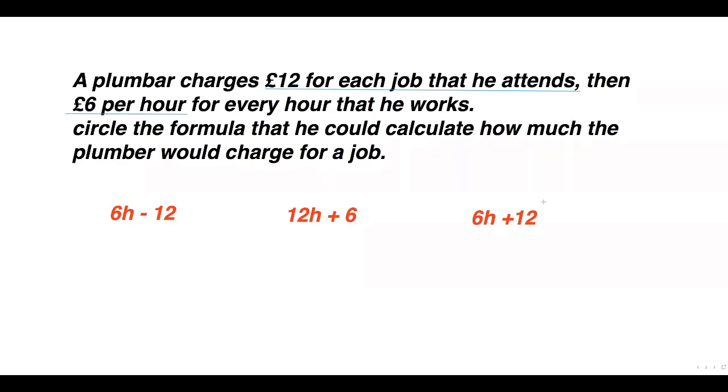So it's very important we understand the question. The answer will be 6h plus 12, because remember, when you've got this algebra, you've got 6h. No matter how many hours he does, if he does 5, we'll do 6 times 5. If he does 2, it'll be 6 times 2, and then we'll add that £12. So we've got 6h plus 12.